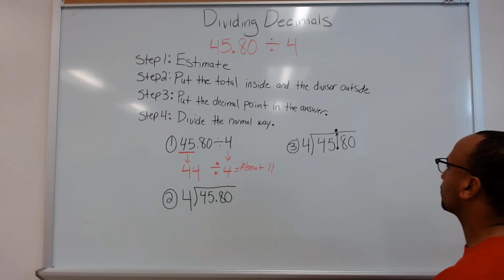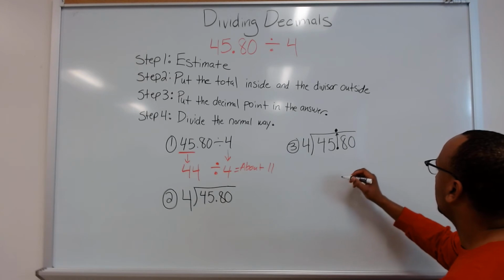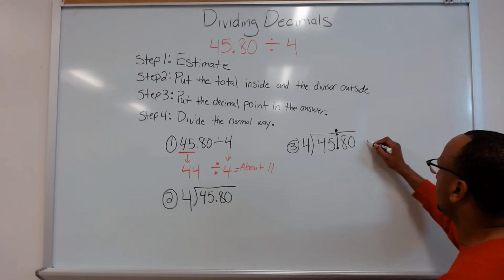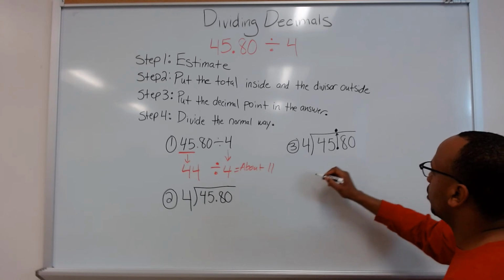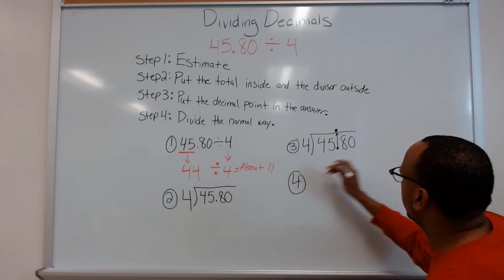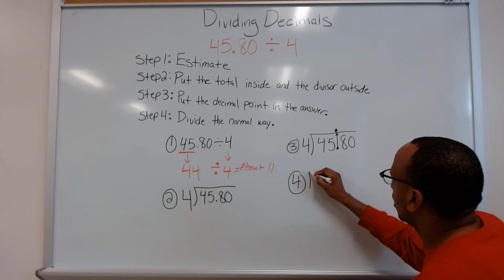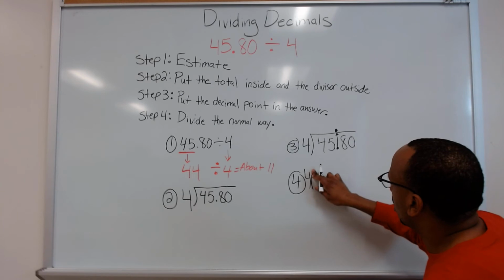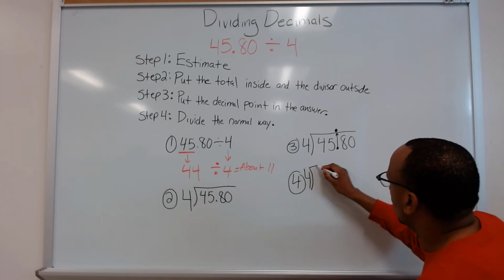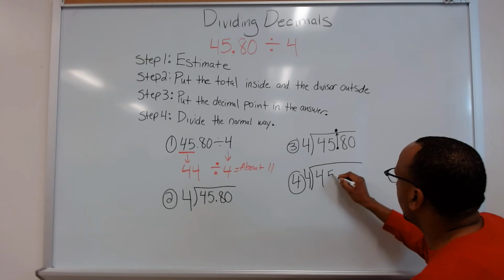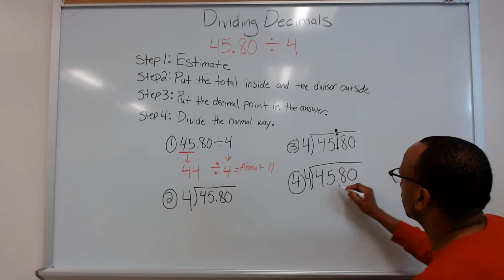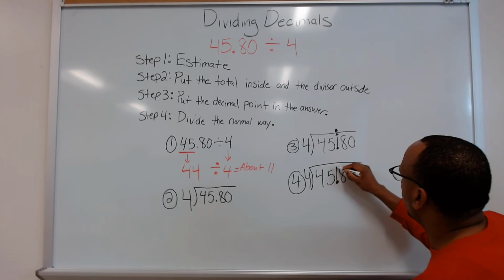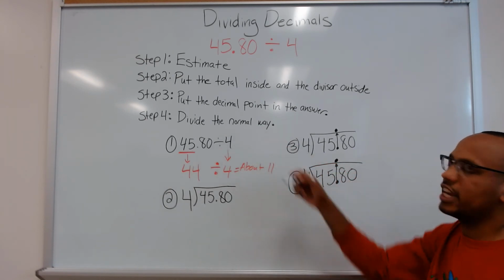Number 4, you're going to divide the normal way. All right? Now, I need some room, so I'm going to go ahead and put number 4 right here, and then I'll work on the side as well. All right? My divisor is 4. My dividend is 45 and 80 hundredths. I already know that my answer is going to have hundreds. Now you're just dividing the normal way.